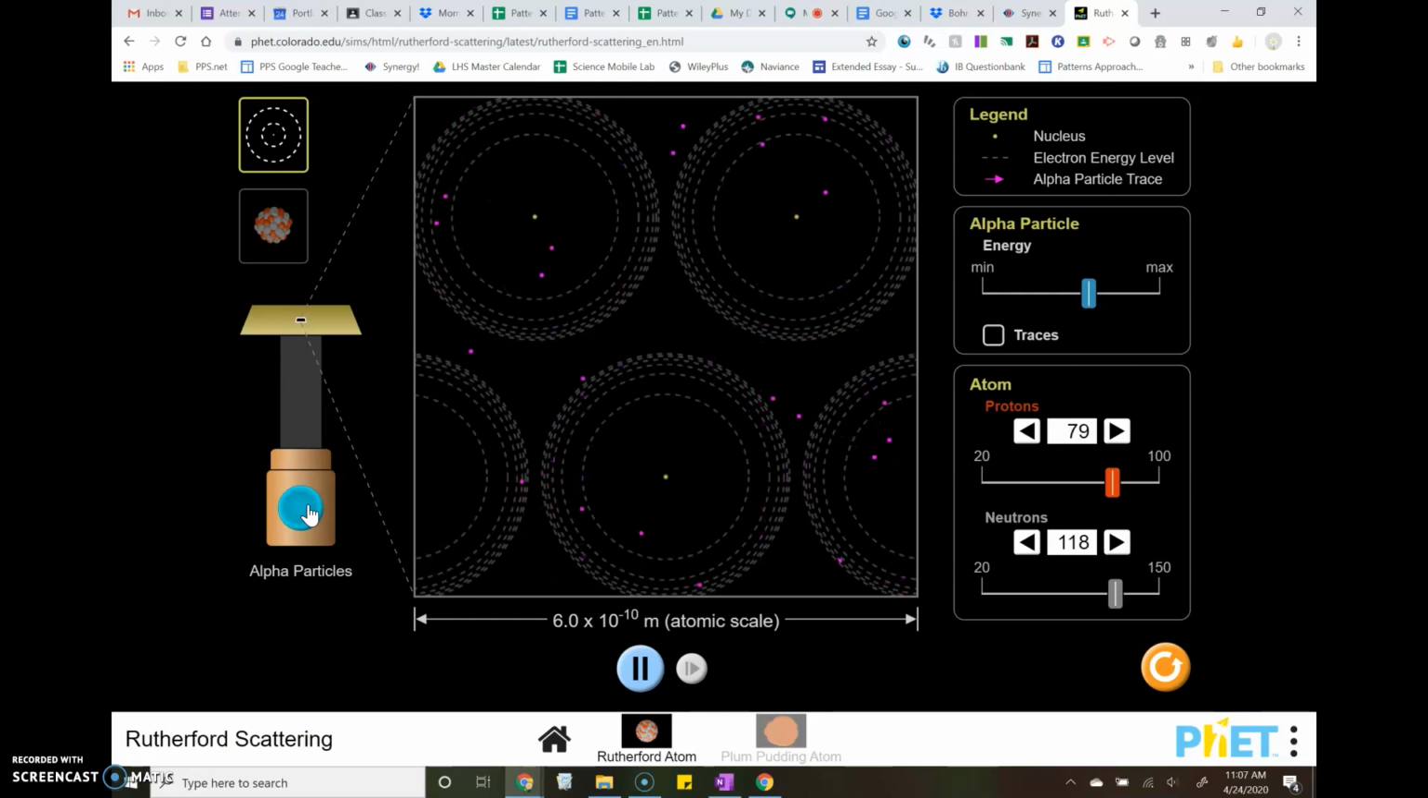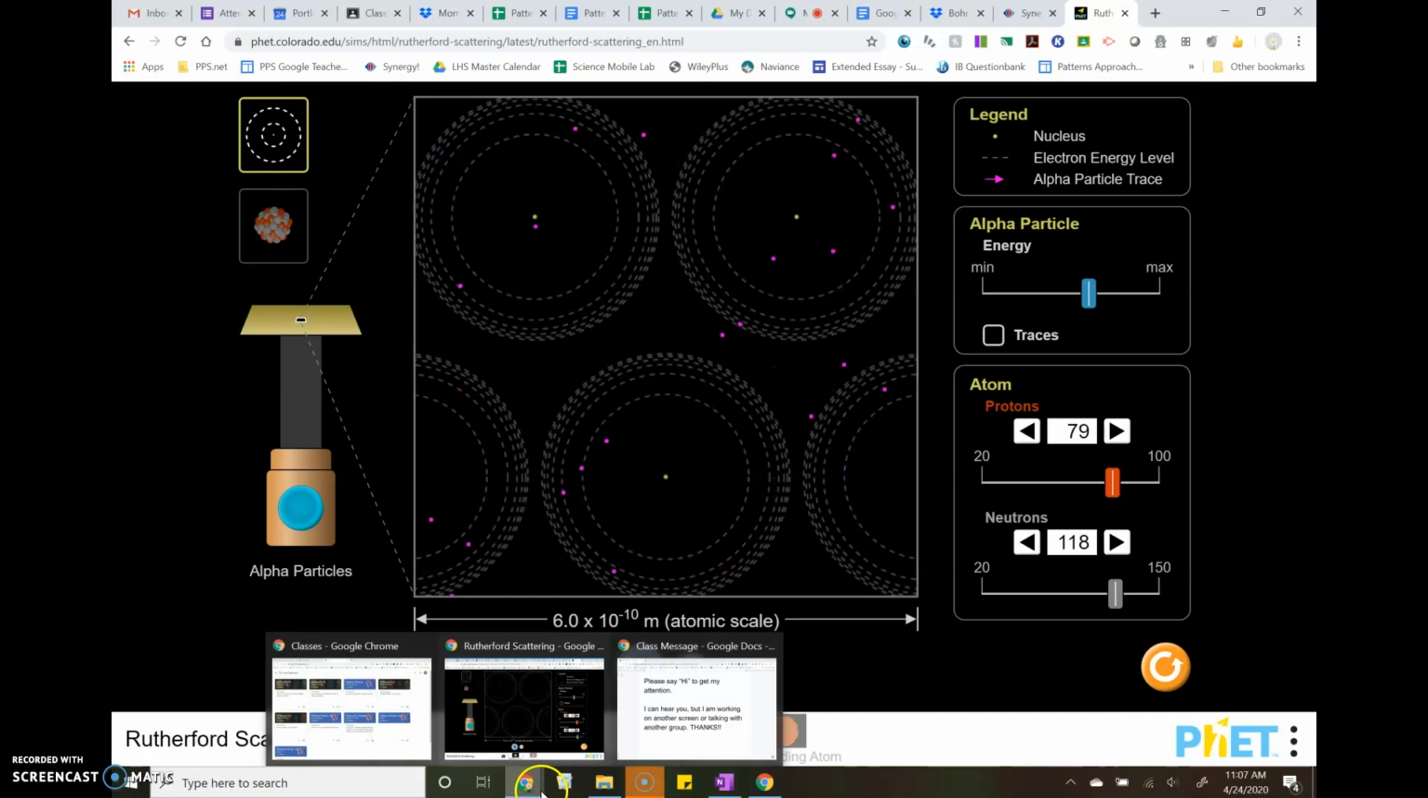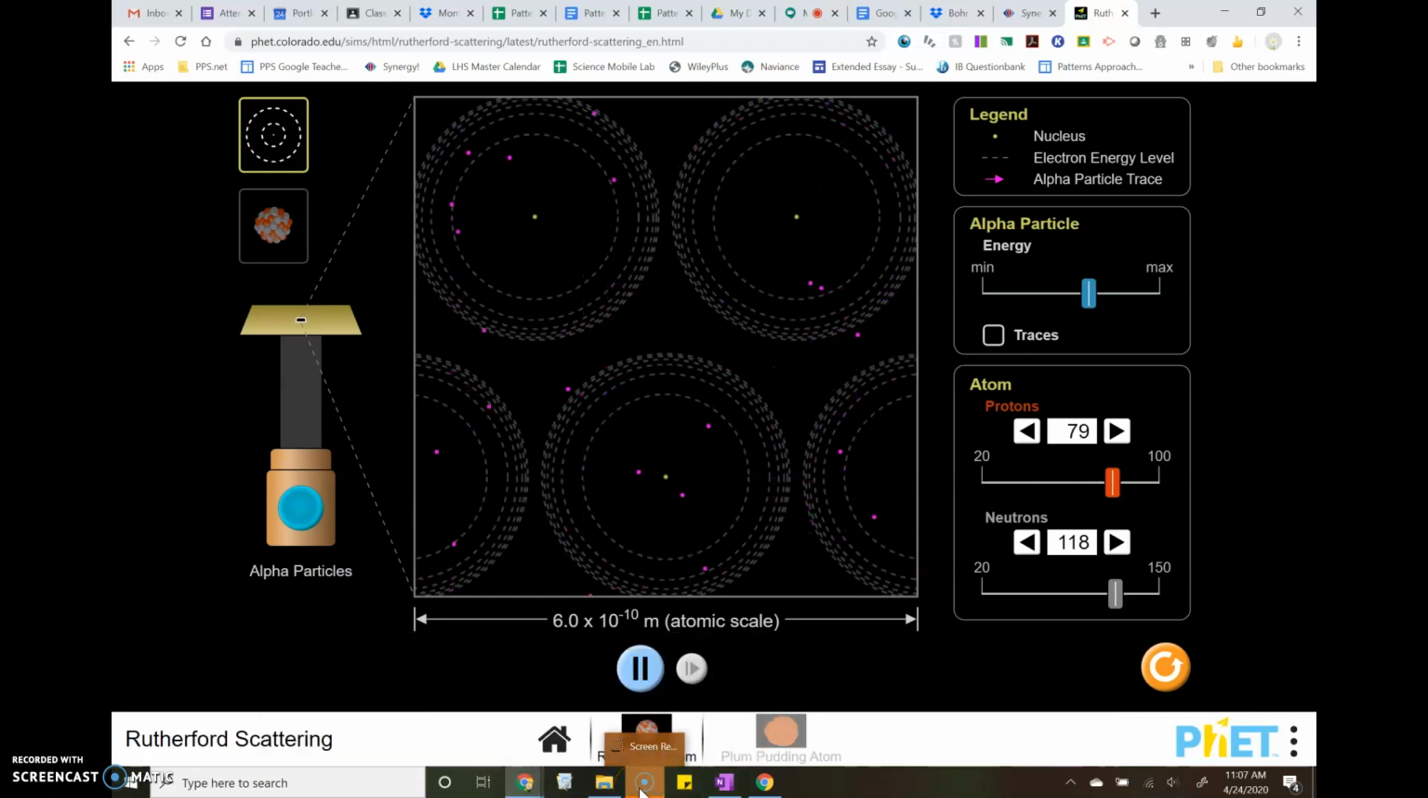And you see some of them going straight through, and the ones that get close to these little yellow dots are deflected significantly, and some of them come so close to those little yellow dots that they bounce backwards, right? See, whoa, that one went all the way to the side. Okay, so this is surprising, and we have to talk about what that means in terms of what the atom actually looks like.